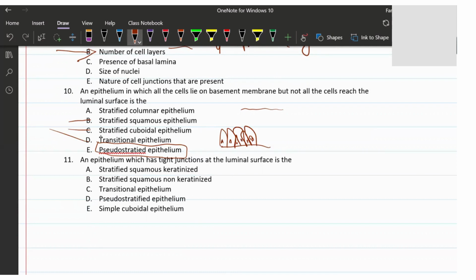So you can see 1, 2, 3, 4: 4 cells are reaching the apical surface, while 1, 2, 3, 4, 5, 6: 6 cells are lying on the basement membrane. So this is the definition of the pseudo-stratified epithelium also.